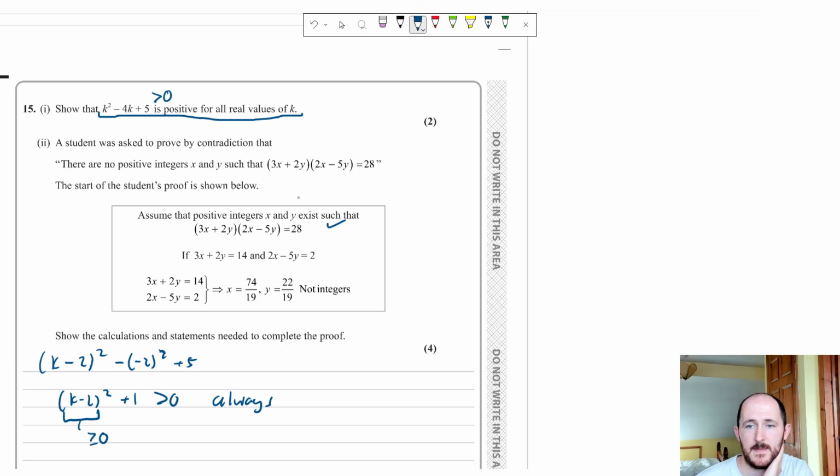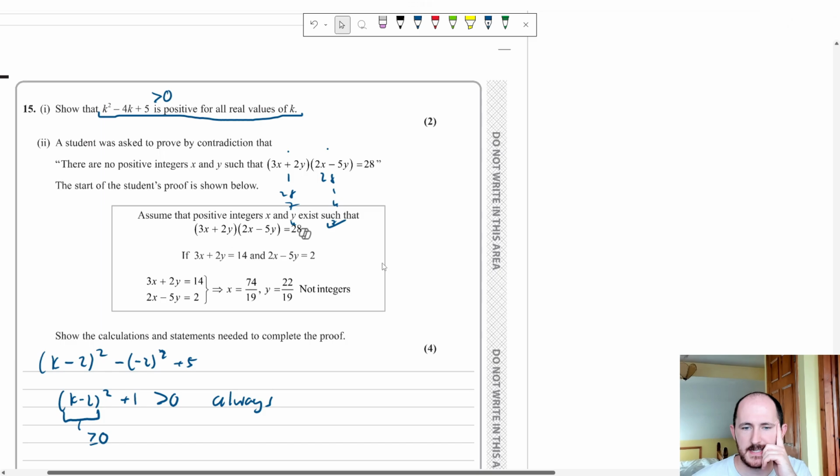Now what does this mean? If this is true, then it means that these two brackets have to times to 28. So, for example, it could be 1 and 28, it could be 28 and 1, it could be 7 and 4, it could be 4 and 7, it could be minus 1 and minus 28, minus 28 and minus 1, minus 7 and minus 4, and so on. There's so many. And essentially, you need to solve all of those pairs of simultaneous equations in the same way they've done it. I'm not even joking.